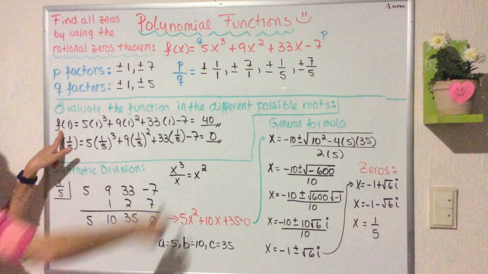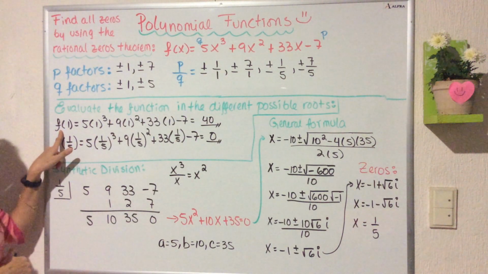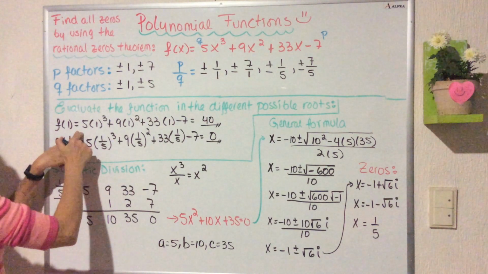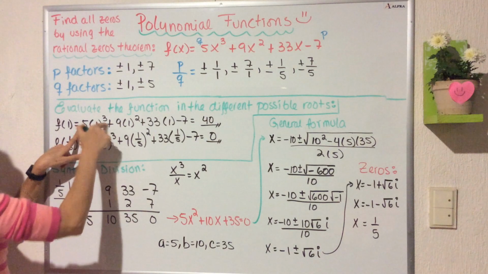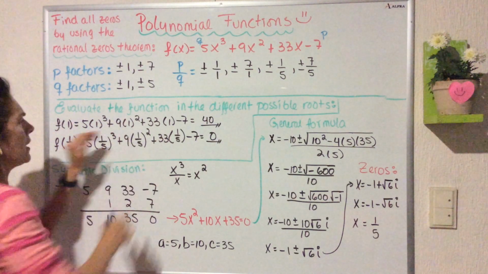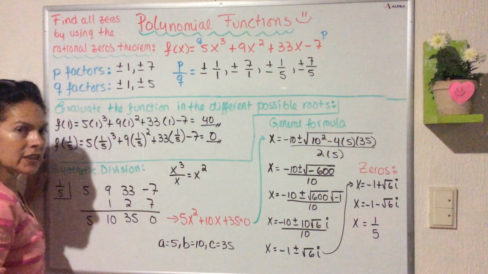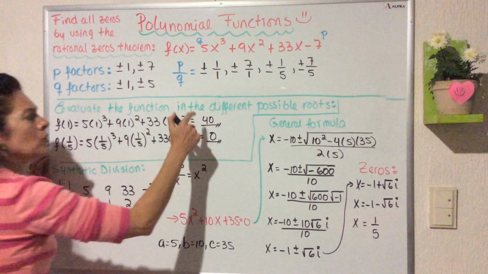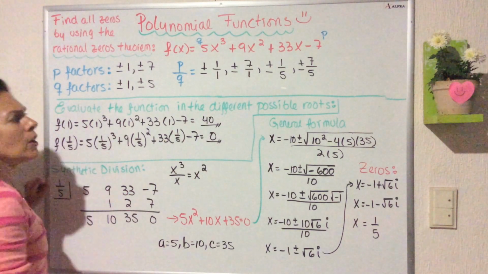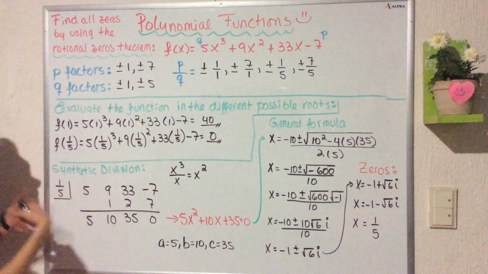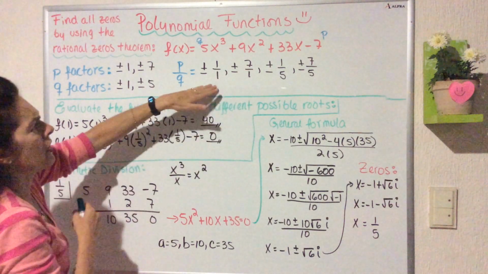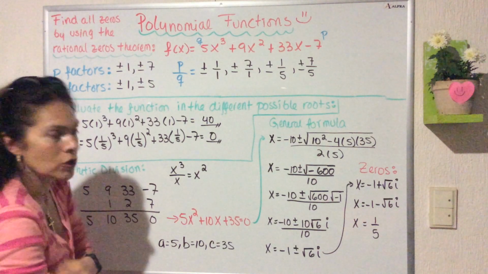So we are going to evaluate the original function at 1, when x equals 1, remember. F of 1 equals 5 times 1 to the third plus, and then you continue evaluating at 1. And in this one, we get 40. And remember, if you do not get 0, this is not a root, this is not a zero. So you continue trying with other values, other possible rational roots.